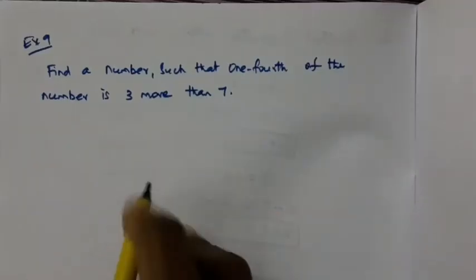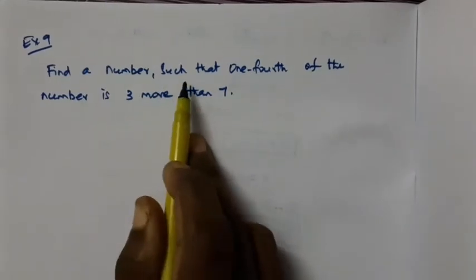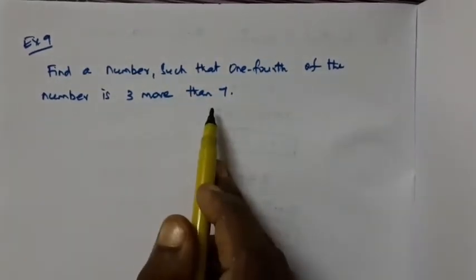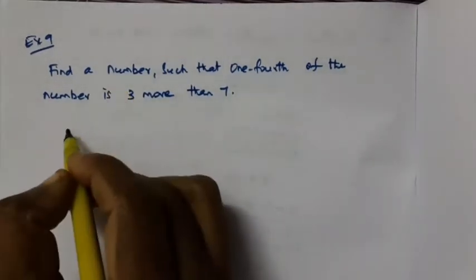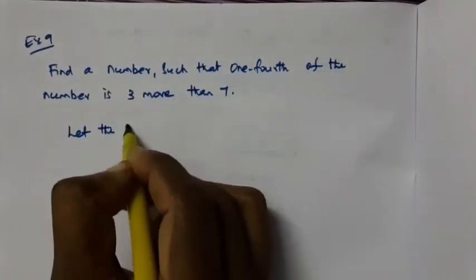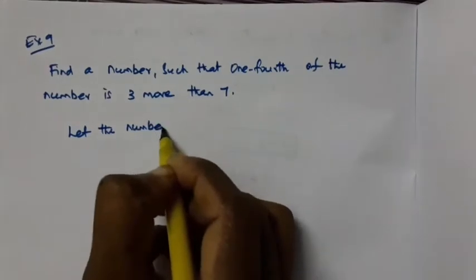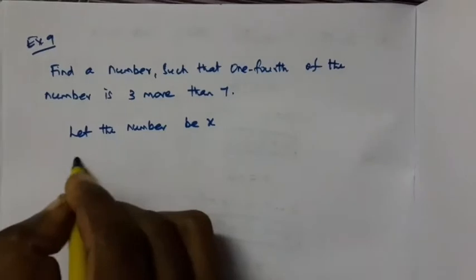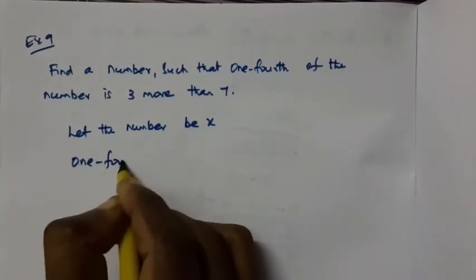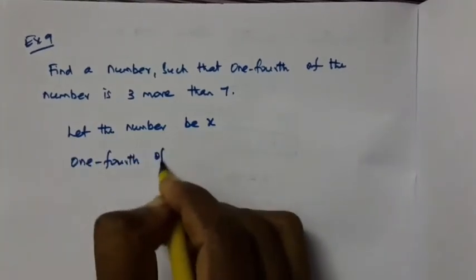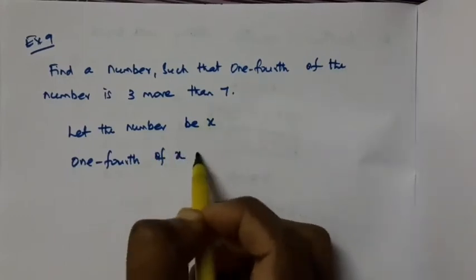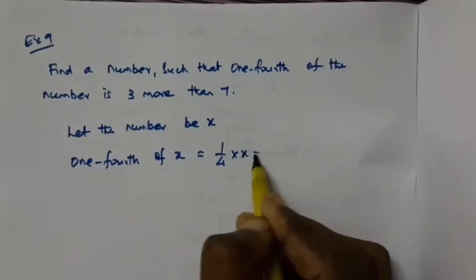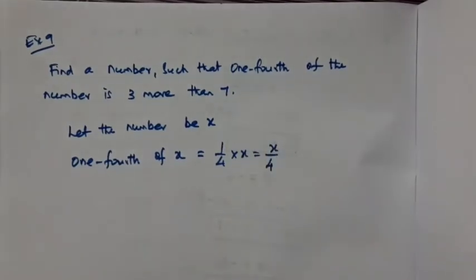The next problem is: find the number such that 1/4 of the number is 3 more than 7. Okay, so let the number be x. What is 1/4 of x first? 1/4 of the number is 1/4 of x. Now the number is x. So 1 by 4 multiplied by x is x by 4.